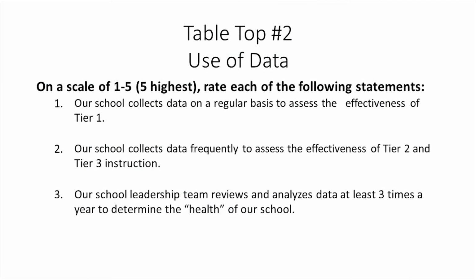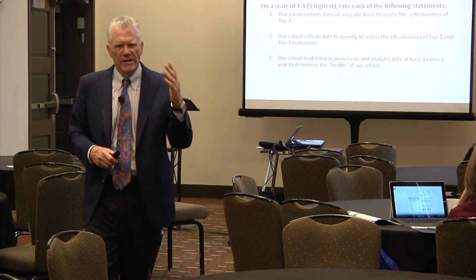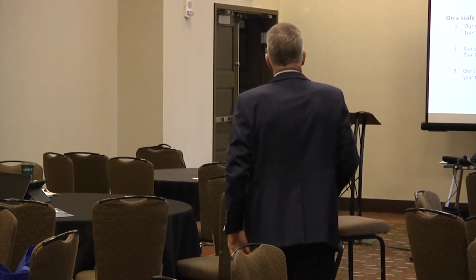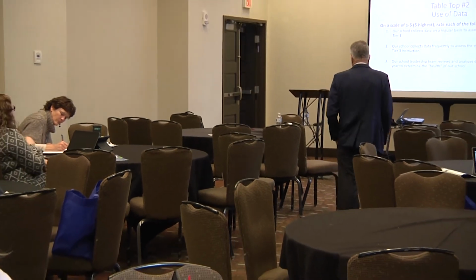Okay, on a scale of 1 to 5, rate each of the following statements. Our school collects data on a regular basis to assess the effectiveness of Tier 1. Our school collects data frequently to assess the effectiveness of Tier 2 and 3, and our leadership team reviews it for the health and wellness of the school. Overall, we never do any of that. We do some of it, we do all of it. And then say how much of a priority is focused on data.